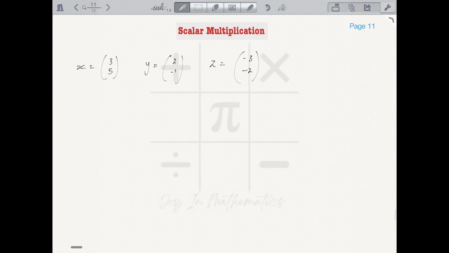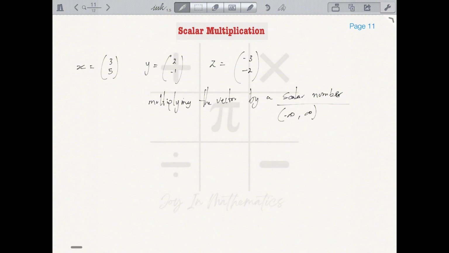Scalar multiplication. Now, what do we mean when we say scalar multiplication of a vector? That means we are multiplying the vector by a scalar number. Now, this scalar number can be from minus infinity to infinity.